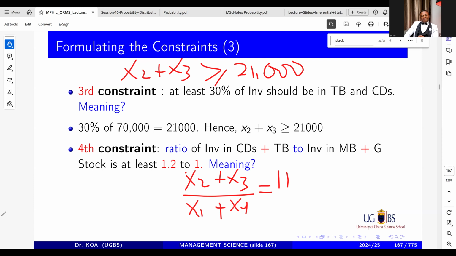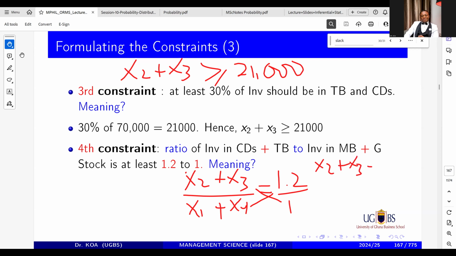Where is the thing now moving? 1.2, okay, good. You're going to have now 1.2 to 1. This is how you write your ratio. But you are not done. You need to group items. So the whole of here by cross multiplying, basically. Okay. And in the cross multiplication, you're going to have X2 plus X3.